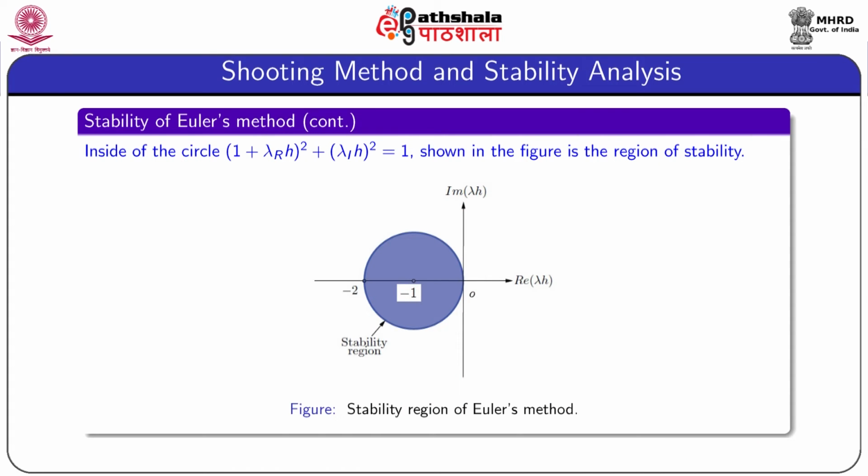Now, we represent all these cases in this diagram. That means, (1 plus lambda_r h) whole squared plus (lambda_i h) whole squared equals 1 represents a unit circle whose center is (minus 1, 0) with radius 1, and this circle is shown in the following figure, marked in blue. So within this unit circle, Euler's method gives a stable solution. That means if we choose the value of lambda h such that it lies within this unit circle, then surely Euler's method gives a stable solution.